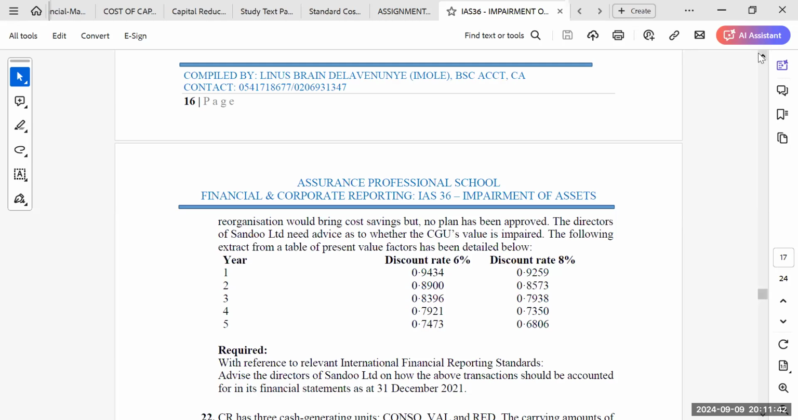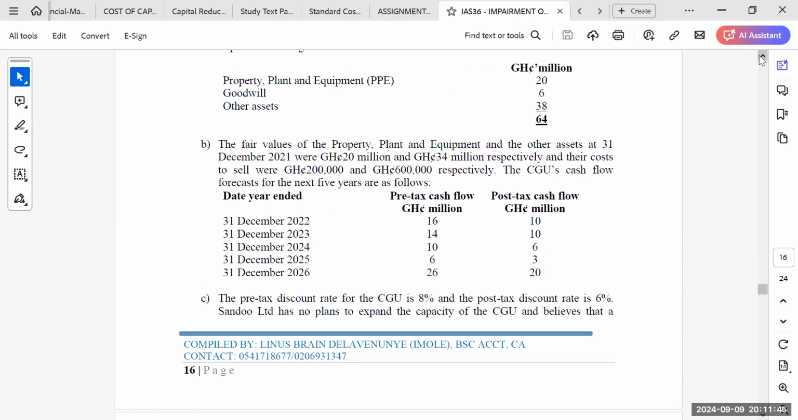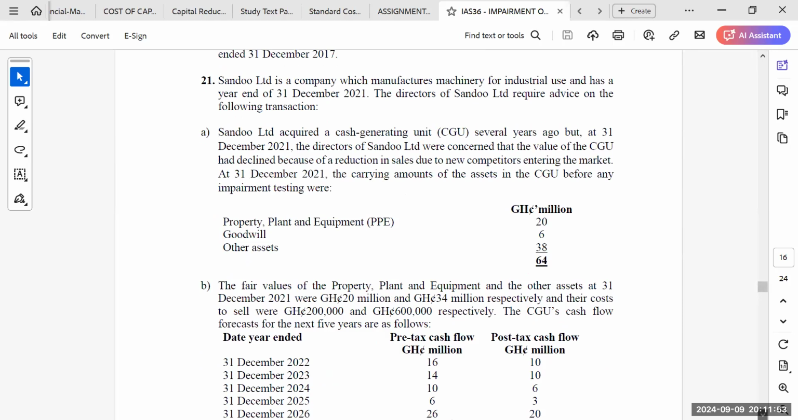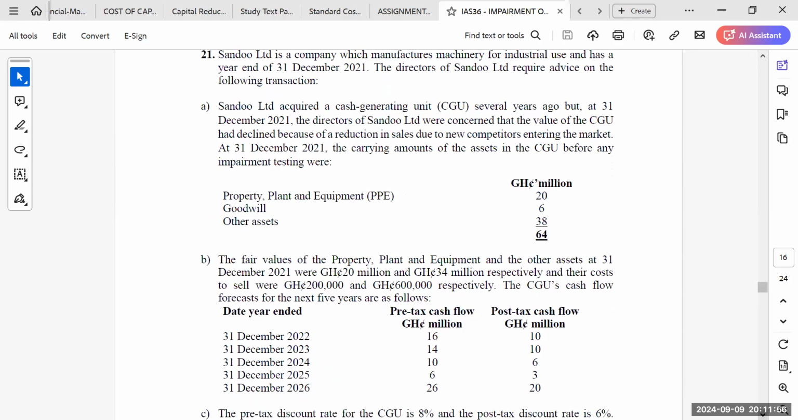Okay. So they say advice. You are going to be speaking English, but you can't speak English without the figures. Okay. When are we carrying out the impairment test? 31st December 2021. Okay, that is at the end of 2021. So are we giving the carrying values? Yes, we have the carrying value.